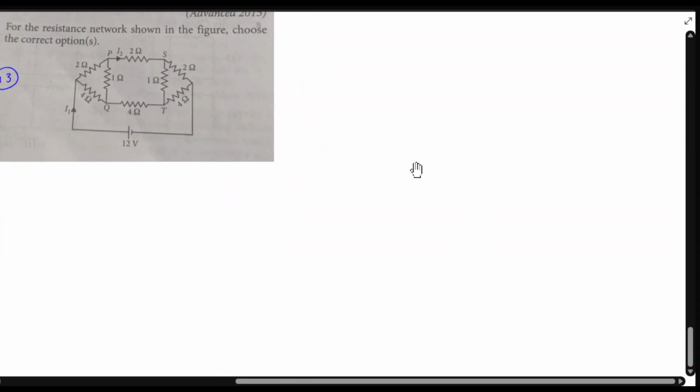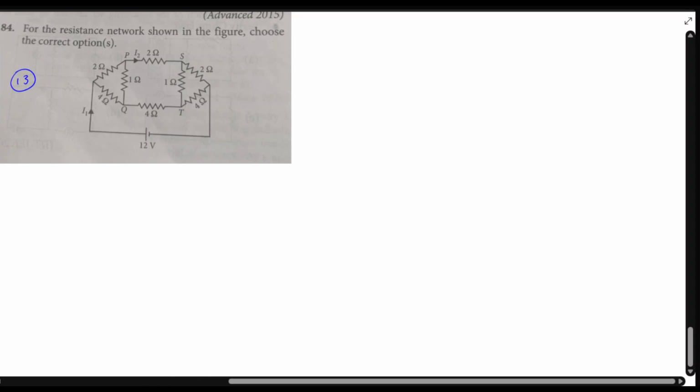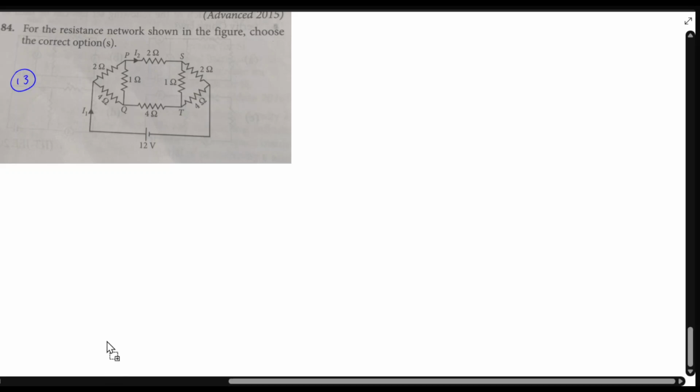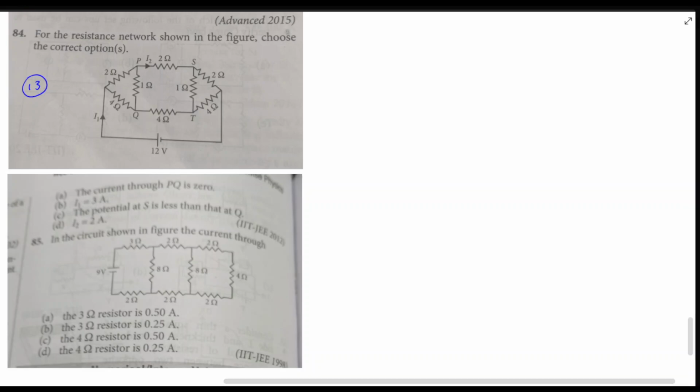Let's move on to our 13th question. So this is our 13th question. I think something is missing here. Let me add it. Okay, perfect. So look, we have this 13th question. What we have here is a circuit, and we have to find the potential, current, all those things.